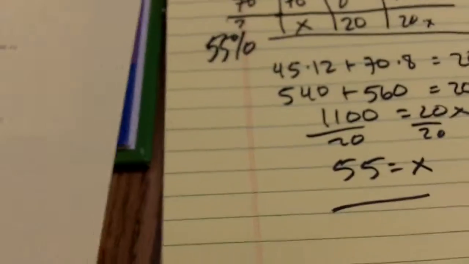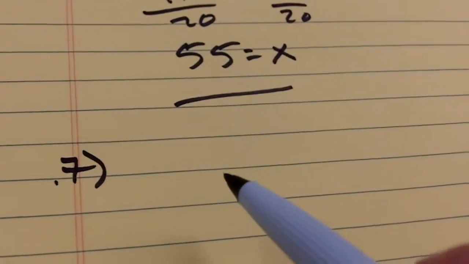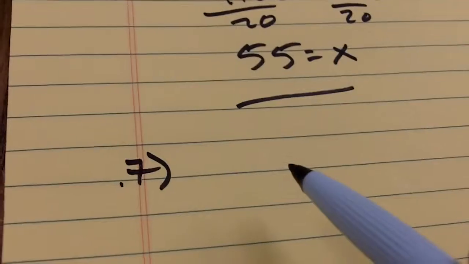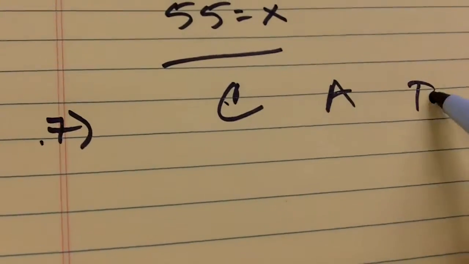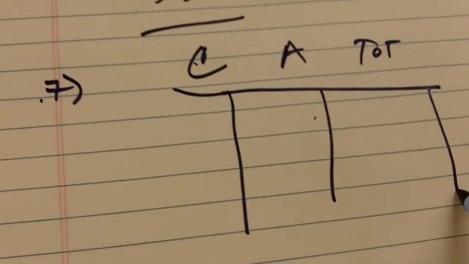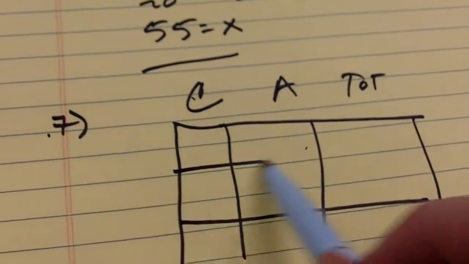Last one. I'm going to look at number 7. A grocer mixes 5 pounds of egg noodles costing 80 cents per pound with 2 pounds of spinach noodles costing $1.50 per pound. What will be the cost per pound of the mixture? C, A, total, just like always. That should be easy steps because in this case we're going cost, amount, total. I'm mixing some things together.